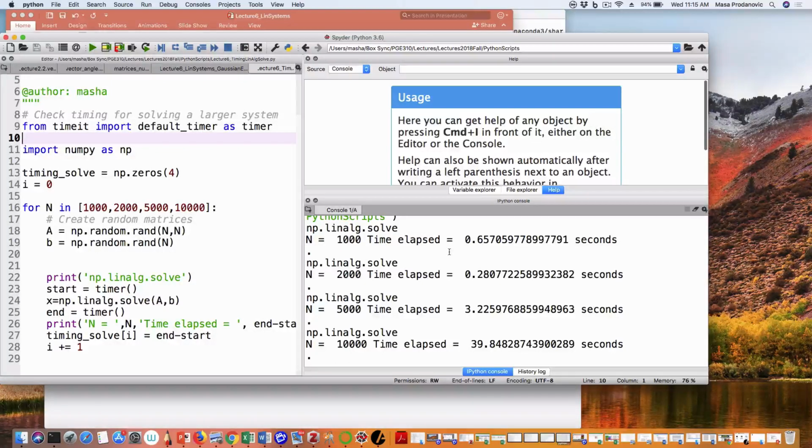Then, for some reason, the second one got even faster. Sometimes the question is, what was my laptop working on in parallel? I have about 40 things open, so one of them maybe took a little more time. Then in a larger system, it took 3.2 seconds, and then on the order of 40 seconds.